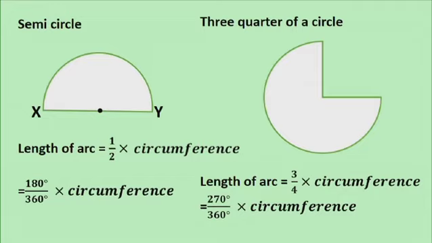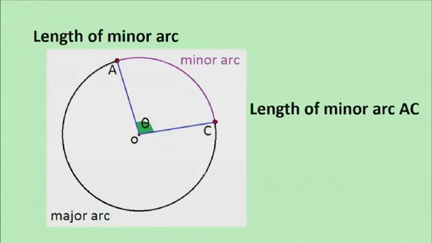circumference. In general, to calculate the length of a minor arc, using the angle subtended at the center, in this case theta, we can calculate the length of the minor arc using the formula theta degrees over 360 degrees multiplied by 2 pi r.